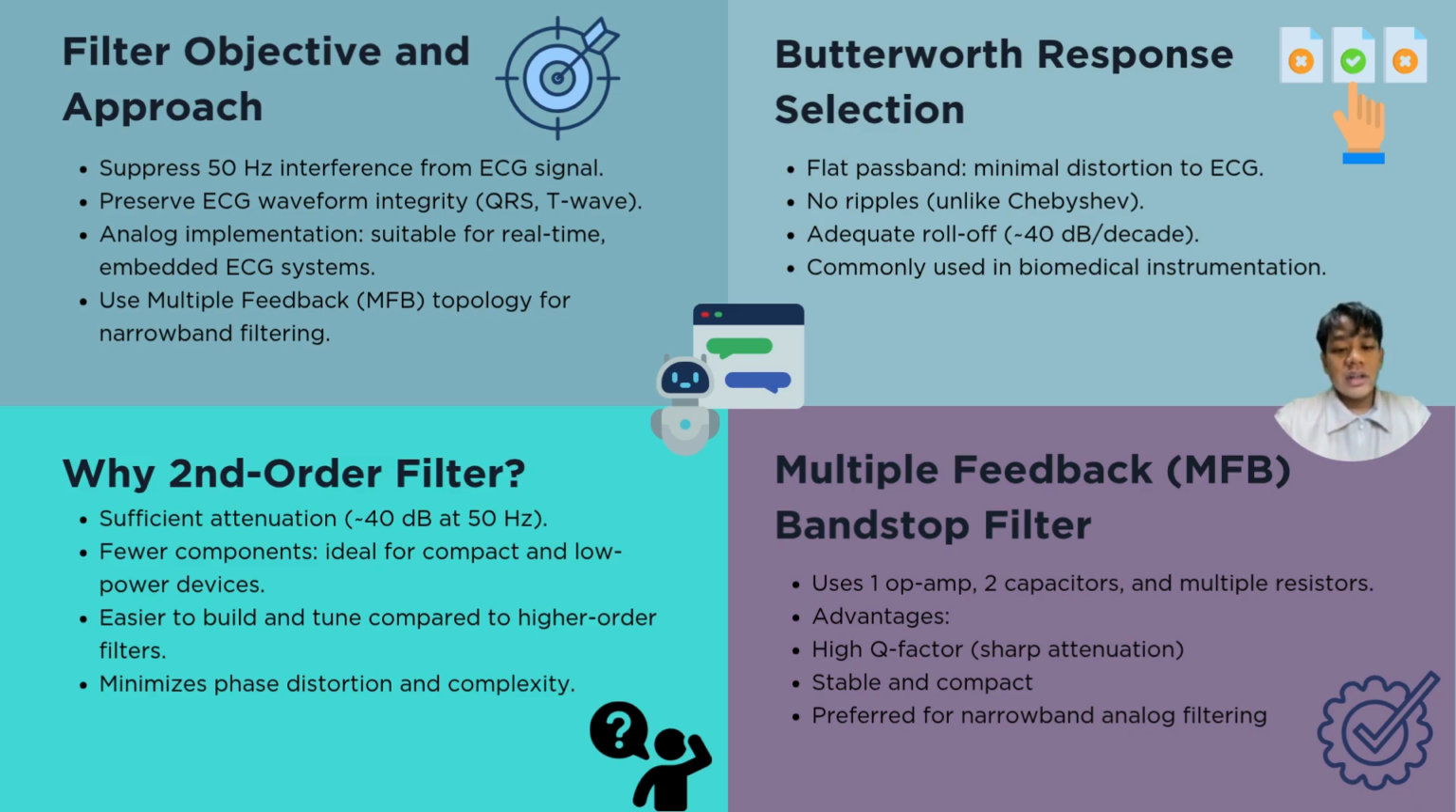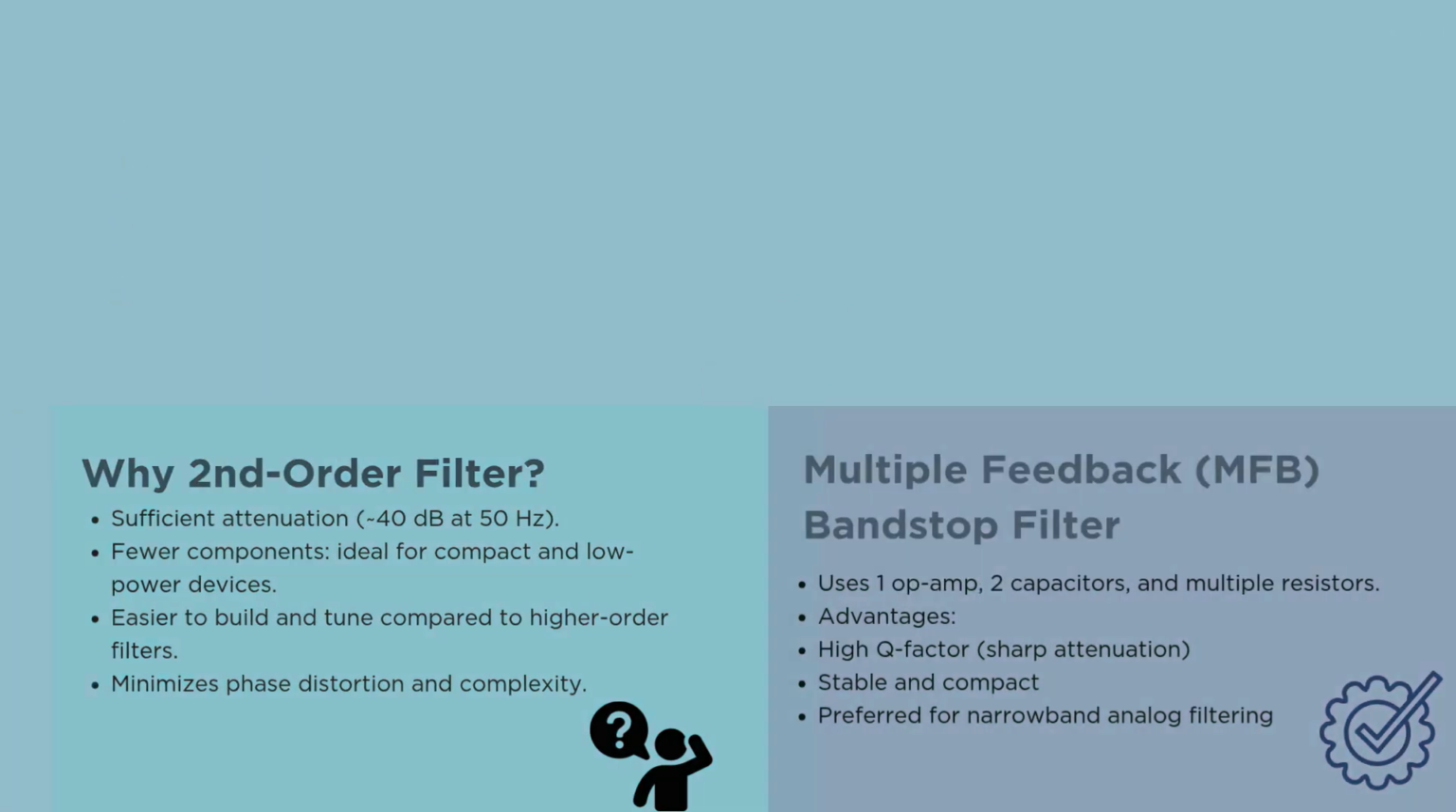Next we have a second order filter. Why we choose a second order filter? It gives sufficient attenuation, which is 50 dB at 50 Hz, fewer components, which is ideal for compact and low power devices, easier to build and tune compared to higher order filters, and minimizes phase distortion and complexity. And the MFB bandstop filter uses one op-amp, two capacitors, and multiple resistors, where the advantage is high Q factor, sharp attenuation, stable and compact, and preferred for narrowband and analog filtering.